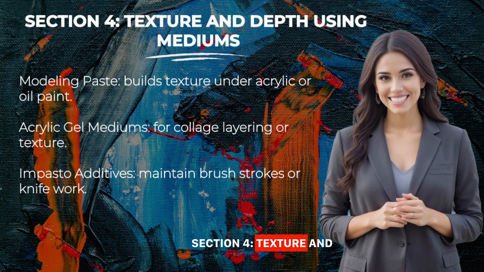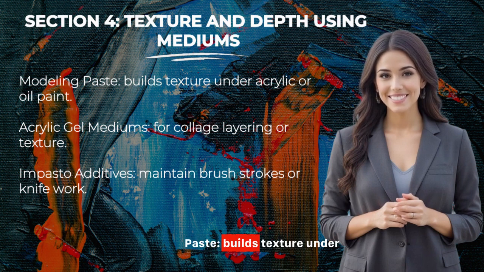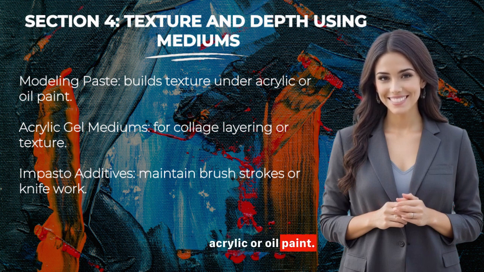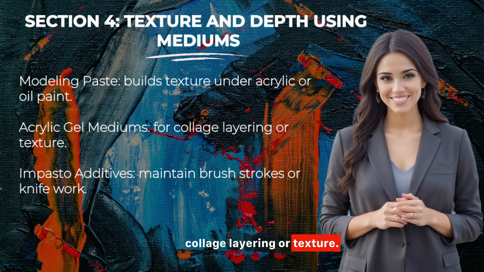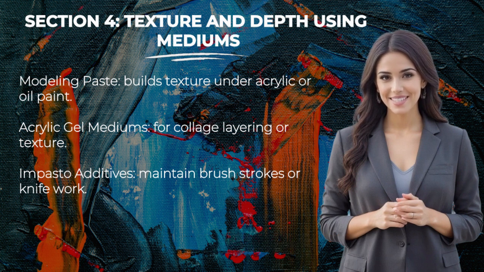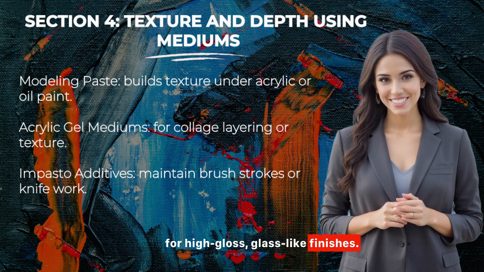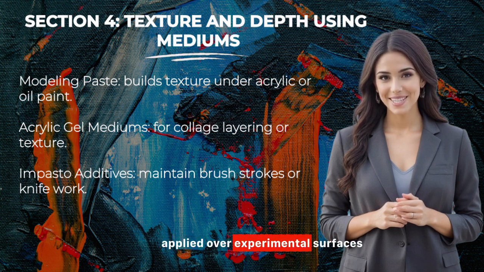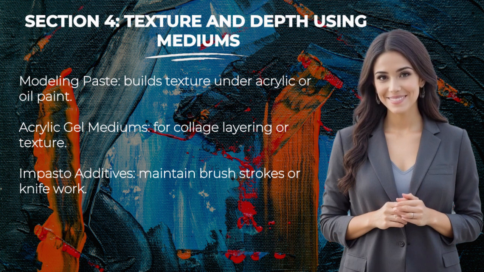Section 4. Texture and depth using mediums. Modeling paste builds texture under acrylic or oil paint. Acrylic gel mediums, for collage layering or texture. Impasto additives, maintain brush strokes or knife work. Resin and epoxy coats, for high gloss, glass-like finishes. These mediums can be applied over experimental surfaces to enhance physical depth, light interaction, and tactile quality.